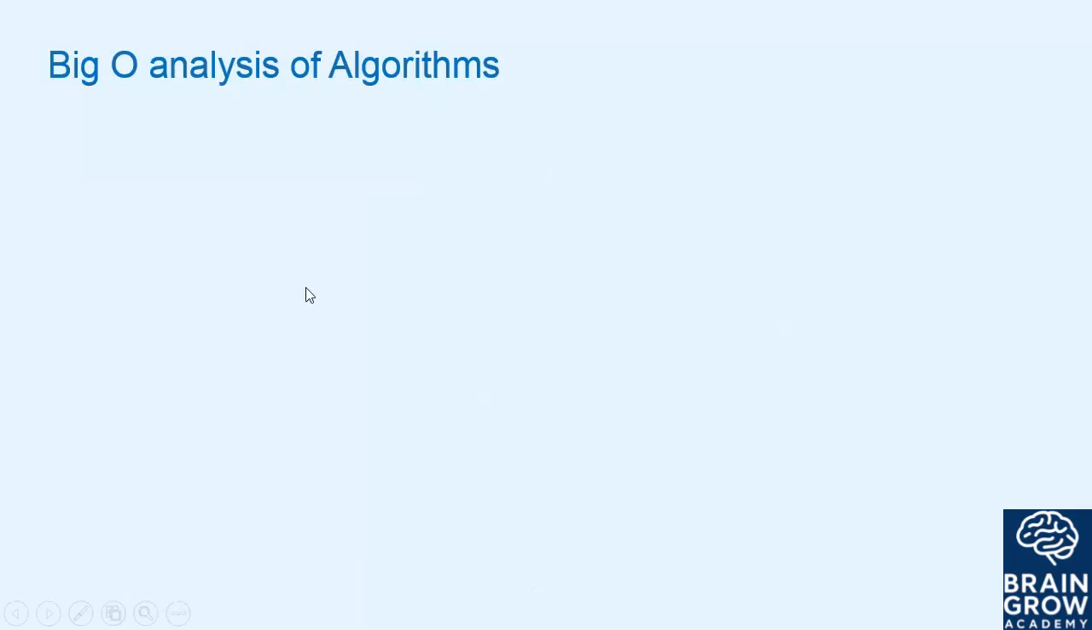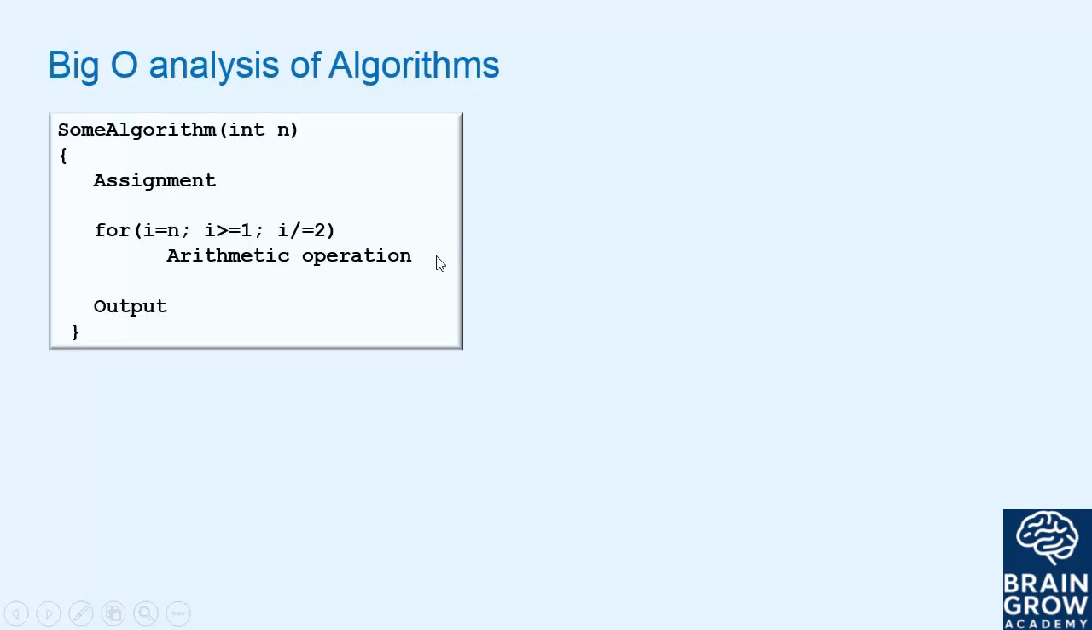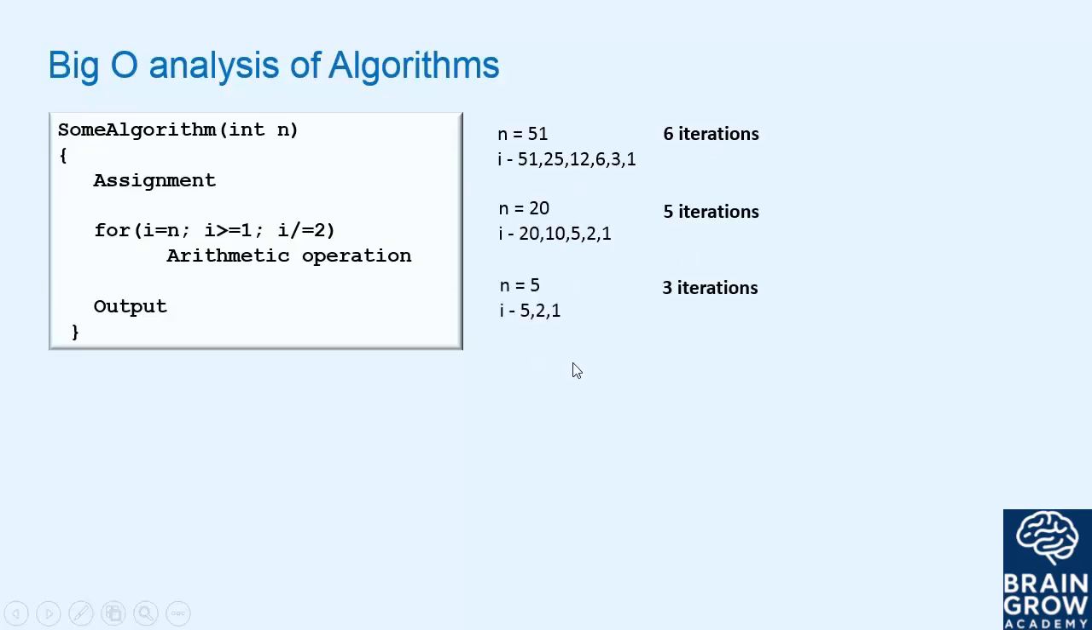Now we'll consider loops in which the control variable is divided or multiplied by a constant in each iteration. Here in this loop, control variable is divided by 2 in each iteration. If value of n is 51, I will take these values and the loop will have total 6 iterations. If n is 20, the loop will have 5 iterations. And if n is 5, the loop will have 3 iterations. The number of iterations of the loop is given by ceiling of log base 2 n.